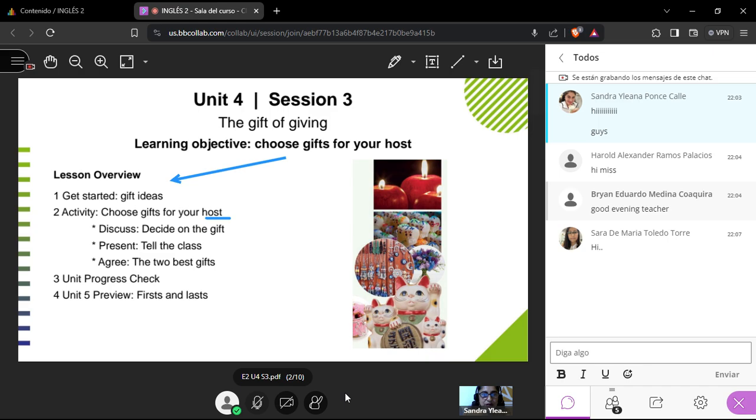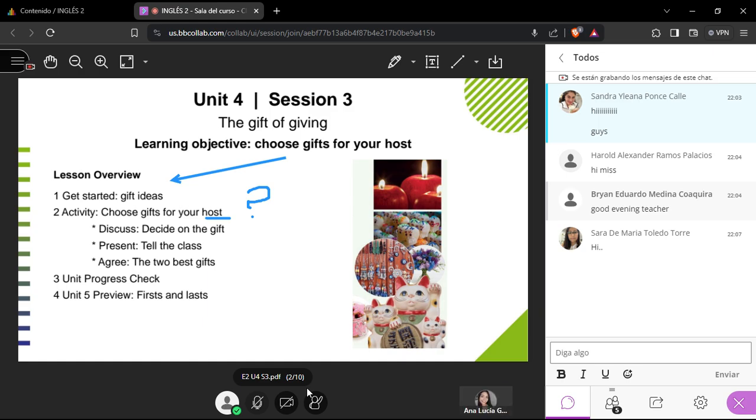Choose gifts for your host. What is the meaning of host? Do you have an idea? Hello, Anne. Good evening. What is the meaning of host? Any volunteer? Can you check, Anne? Hello, teacher. Can I name it in Spanish? Because I don't know any synonym. All right. What is the meaning of host in Spanish?